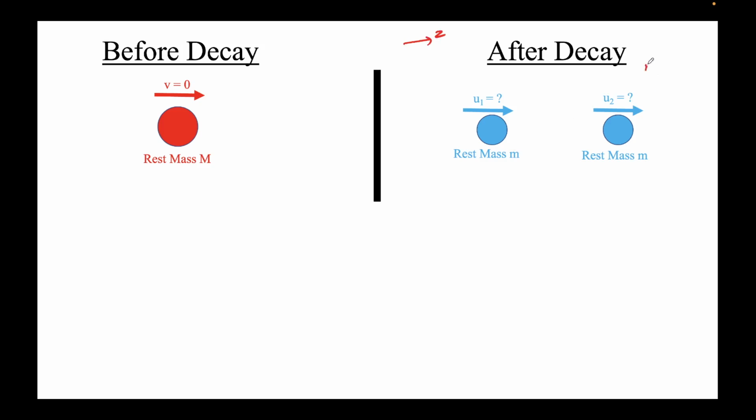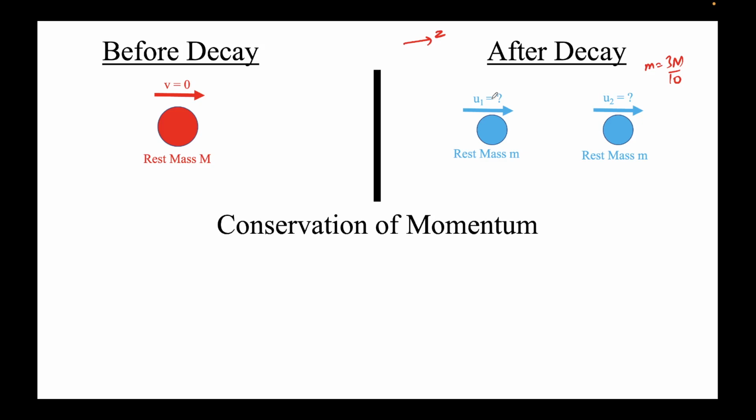So we know capital M equals 3m by 10. This is the information that we have. We don't know what the velocities u1 and u2 are, and this is the problem. So there are two variables that we have, u1 and u2, and we need to find an answer. So we need at least two expressions. The first expression will come from conservation of momentum. This is a problem of decay, so there is no external force, and the momentum must remain conserved before and after.